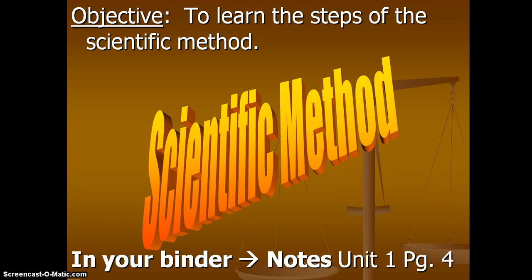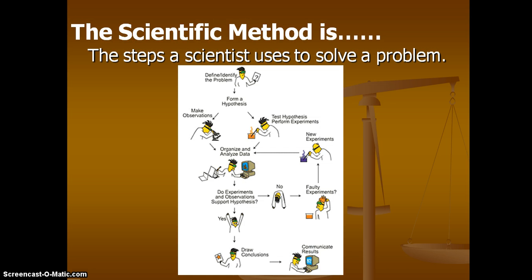So today we're going to be learning the steps of the scientific method. In your binder, this is going to be under notes, and it's going to be Unit 1, page 4. I would title your notes Scientific Method. So the scientific method is, in general, a list of steps scientists use to solve problems.